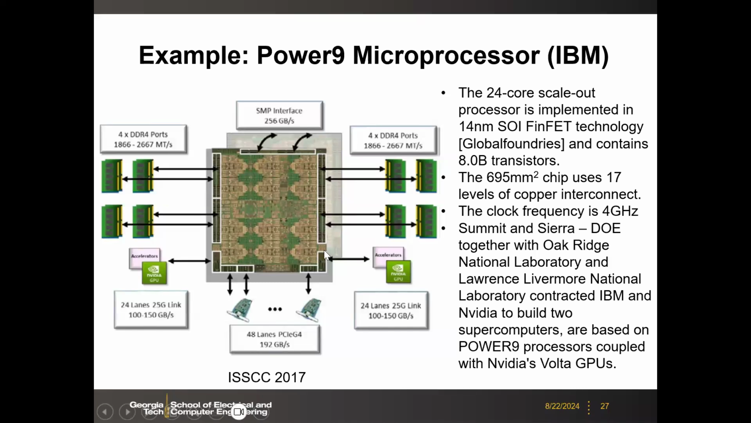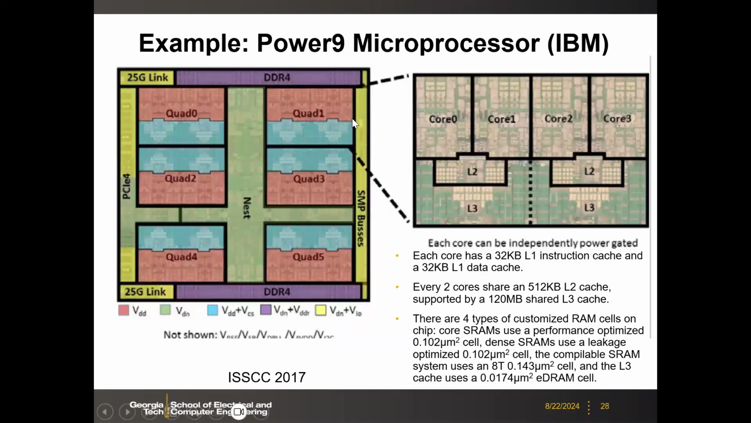So here for this processor, let's take a closer look. Each CPU die has many quads. Actually, it has like 6, and then each quad has like 4 cores. So here is some more information.